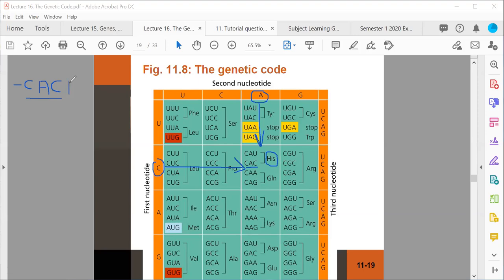Let's say the next codon is, what will I use? Let's say we've got an A, U, and U. So here's our second codon in the messenger RNA sequence, AUU. First nucleotide position, see there. Second nucleotide position here.